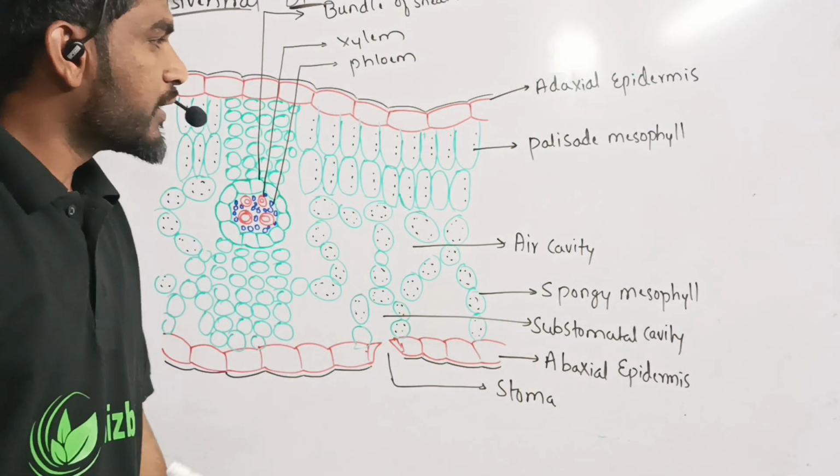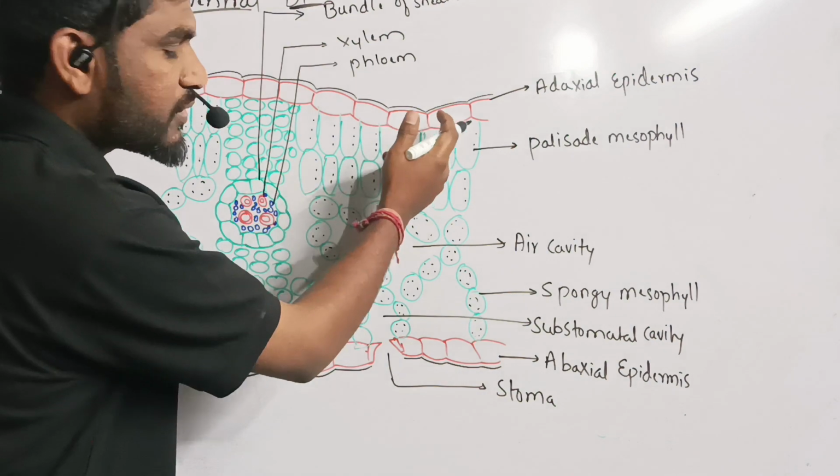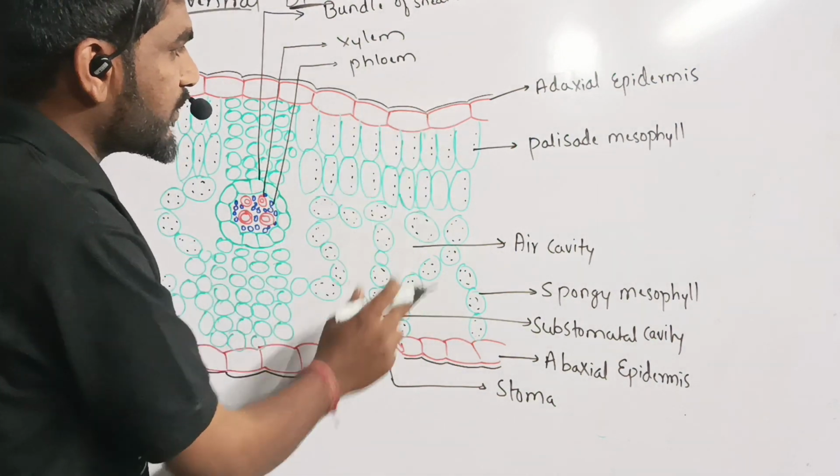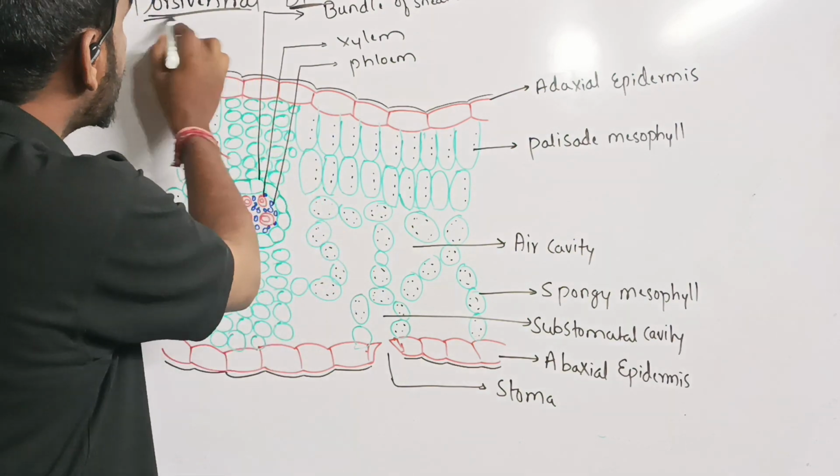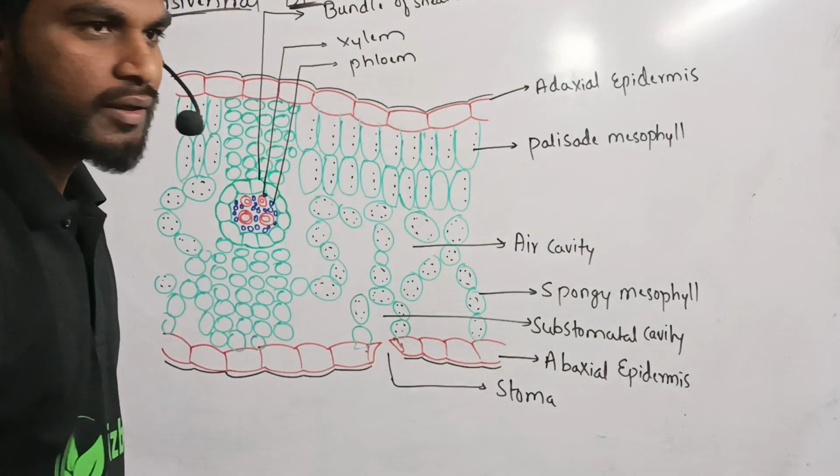Dorsiventral means what? Dissimilar surfaces of the leaf. Dissimilar surfaces are present in the dicot leaf. That's why we are calling it a dorsiventral dicot leaf.